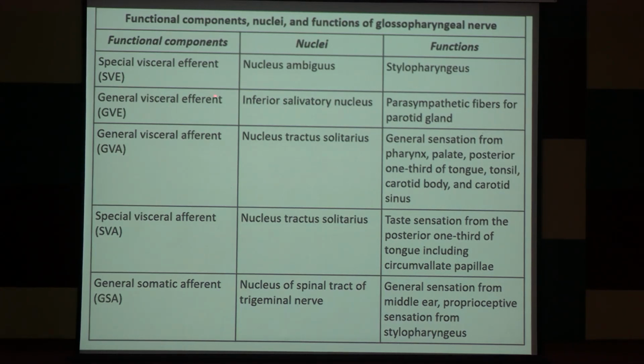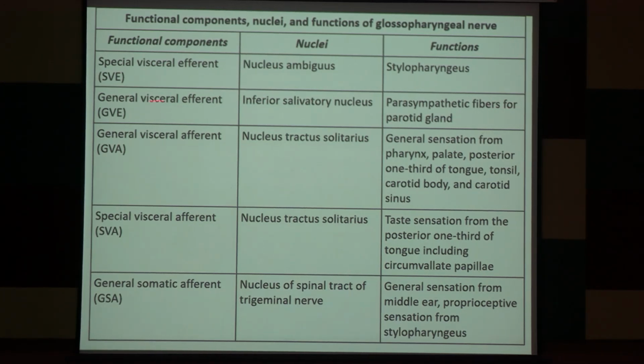So special visceral efferent fibers, nuclei, this is the nucleus ambiguus, supply stylopharyngeus muscle. Efferent means it will supply muscle, and general visceral efferent, here the nucleus is inferior salivatory nucleus and it is supplying the glands. Okay, parasympathetic fibers for the parotid gland.